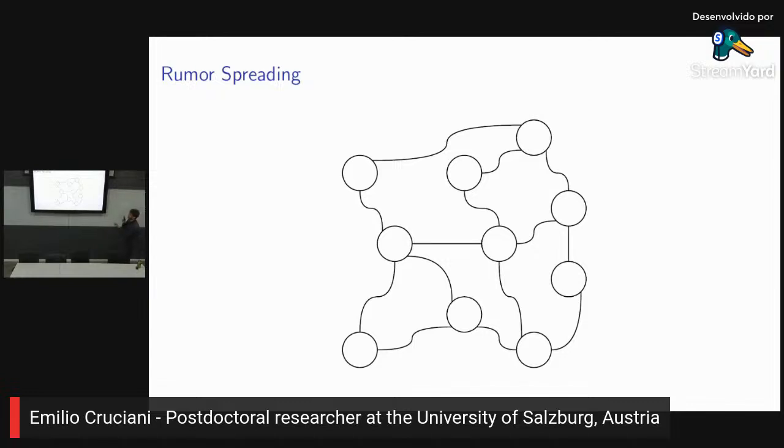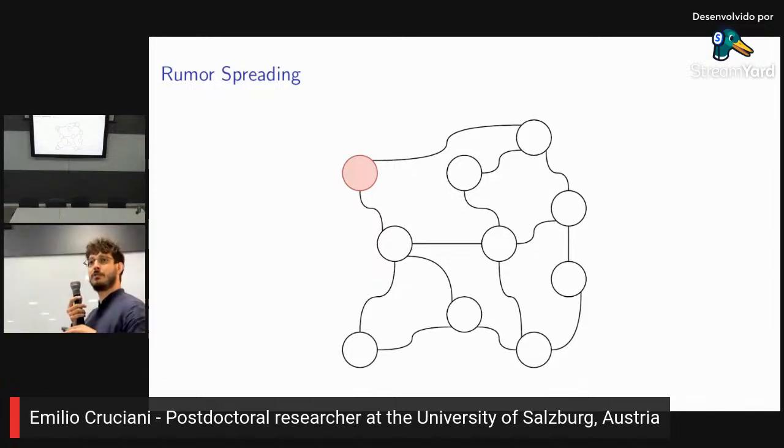So suppose this is our graph initially, and the red node has the piece of information, all the others do not. So what happens is that red nodes just will pick a random neighbor and push the information to it, and white nodes will pick a random neighbor and will try to pull the information from it.